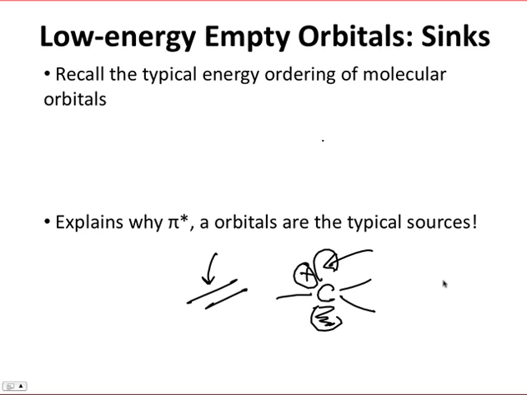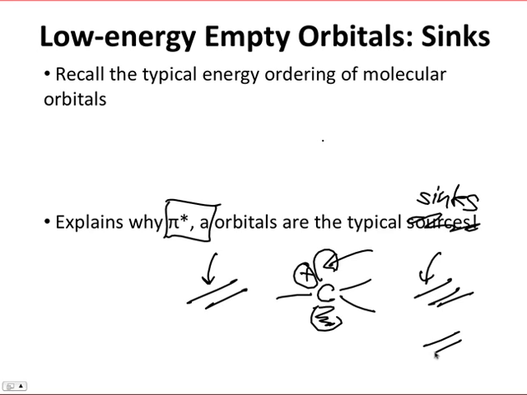Triple bonds also can serve as, that should say sinks rather than sources, my apologies. Triple bonds can also serve as electron sinks. They have relatively low energy pi star orbitals as well. So again, it's really the pi star and A orbitals that are going to come into play here. And heteroatoms, again, are just as applicable here as in the sources. So the nitrile can serve as an electron sink.